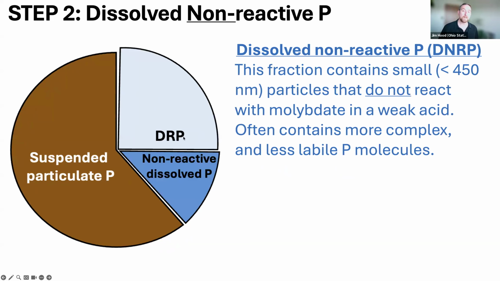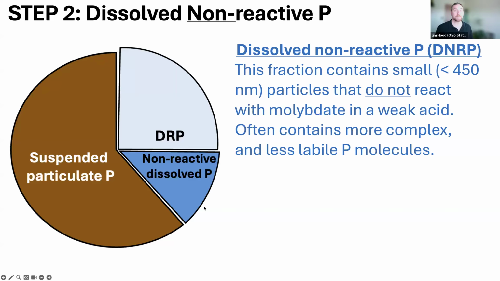The other part of this total dissolved phosphorus fraction is often called dissolved non-reactive phosphorus, or sometimes dissolved organic phosphorus. And so this fraction contains small particles that do not react with molybdate in a weak acid. Note that it's totally operational. We're not measuring anything specific. We're just measuring what phosphorus reacts with something else. And this often contains more complex and less labile P molecules. And there's no direct way to measure this. Instead, we determine this by the difference between total dissolved phosphorus and DRP.